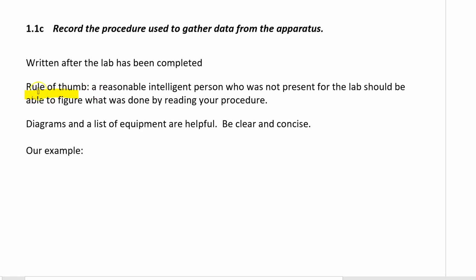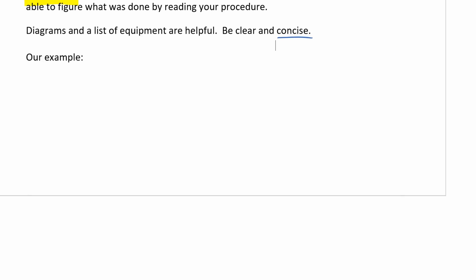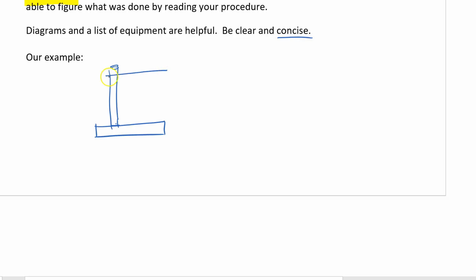A rule of thumb about how to write up a lab is that a reasonable, intelligent person who was not there should be able to figure out what was done by reading your procedure. Diagrams and a list of equipment are helpful. Be clear and concise. That means don't worry about writing too much. So perhaps for our example, I gave you a ring stand, so you can even draw a picture of the ring stand, and there was a clamp, a little horizontal piece that was clamped onto there, and then from there you had a string that was tied to a hanging mass, right? Something like that. I'll pause and I'll write down a suggestion of what you could write.